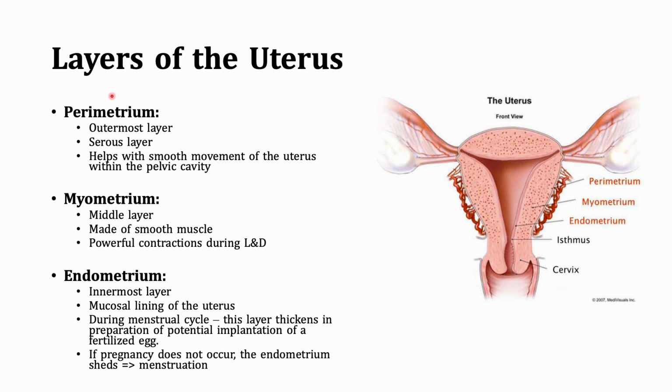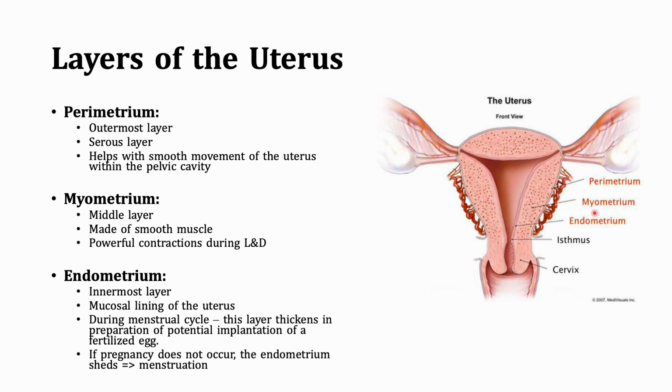So let's talk about some of the layers of the uterus. This is a really good image right here. We have three layers: the perimetrium, the myometrium, and the endometrium. The perimetrium is the outermost layer of the uterus. It's the serous layer, and it helps with smooth movement of the uterus within the pelvic cavity.